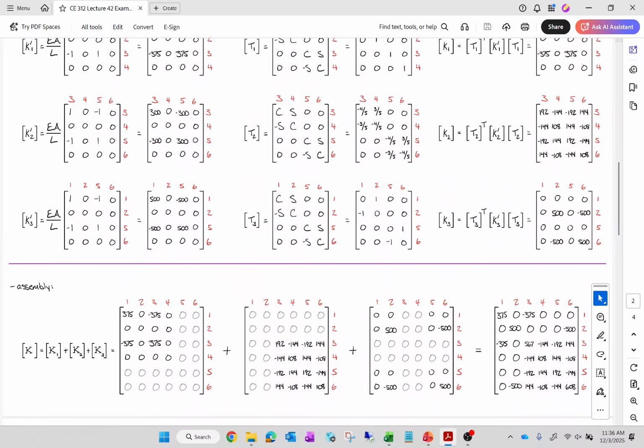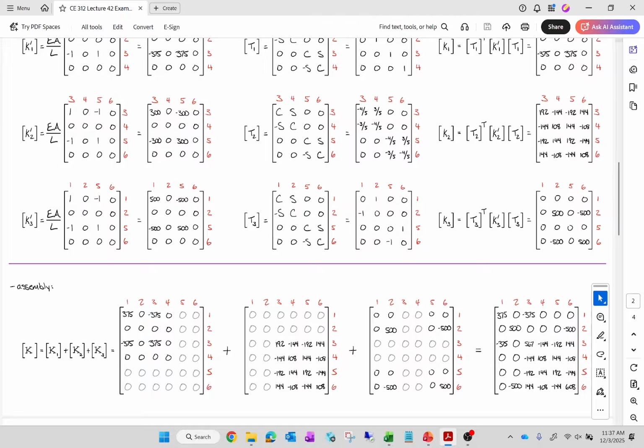Now, let's look at this. Okay, so what did I do here? This is assembly. Okay? All I'm doing here is taking each matrix and putting the terms where they go in the matrix as a whole. So if I look, for example, at element number 2, this is 3, 4, 5, 6, 3, 4, 5, 6. Put the terms there. Everything else is 0. Element number 1, 1, 2, 3, 4. Everything goes where it goes. Everything else is 0. Now, this is kind of interesting with element number 3, 1, 2, 5, and 6.